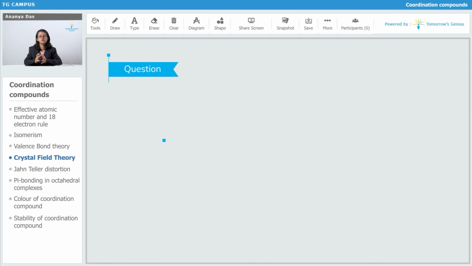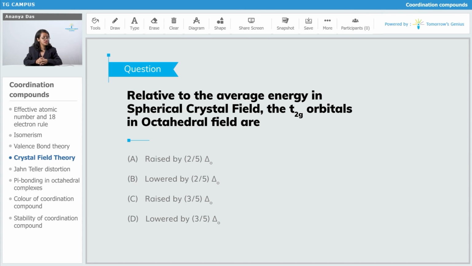Next, we have a question related to that. The question asks: relative to the average energy in the spherical crystal field, the T2g orbitals in the octahedral field are A, raised by 2 by 5 del O, B, lowered by 2 by 5 del O, C, raised by 3 by 5 del O, and D, lowered by 3 by 5 del O.